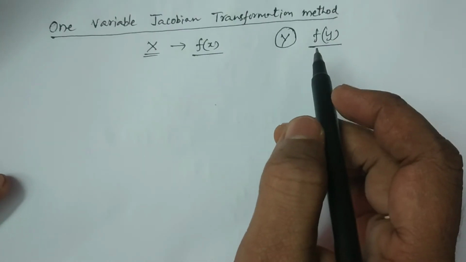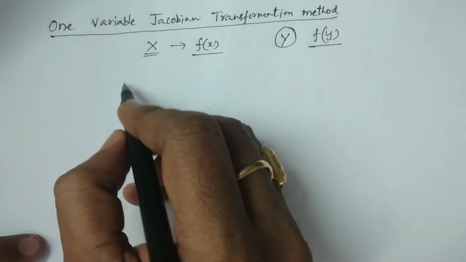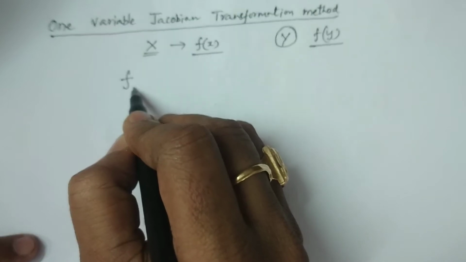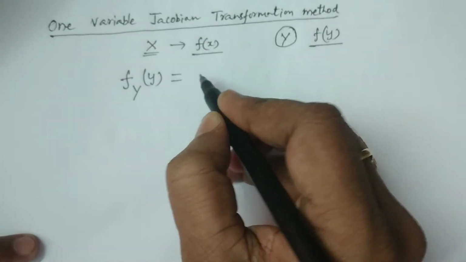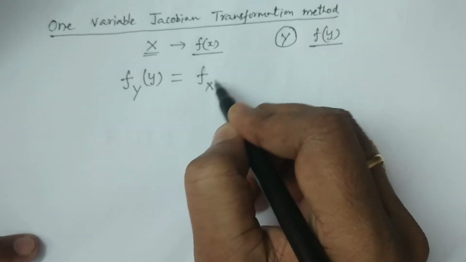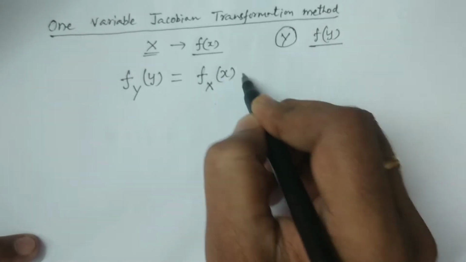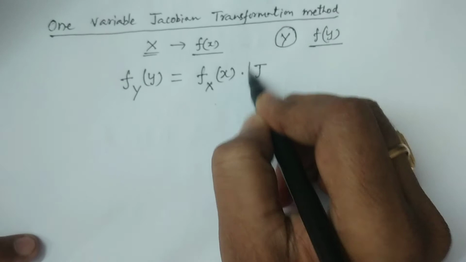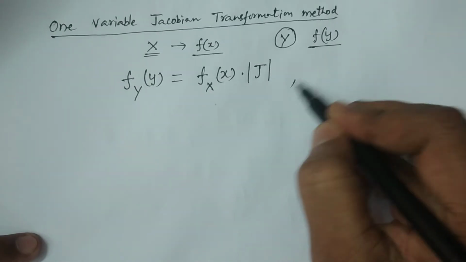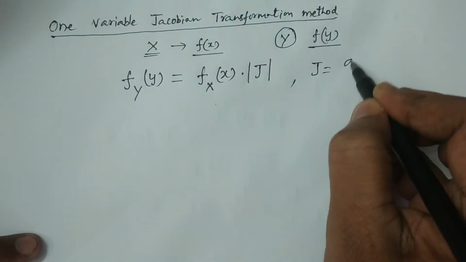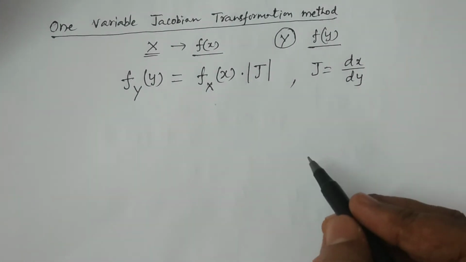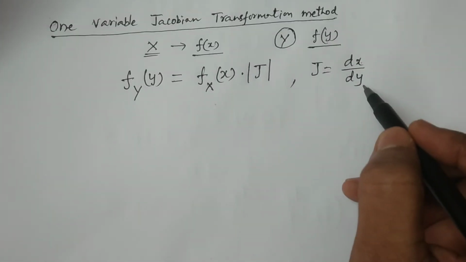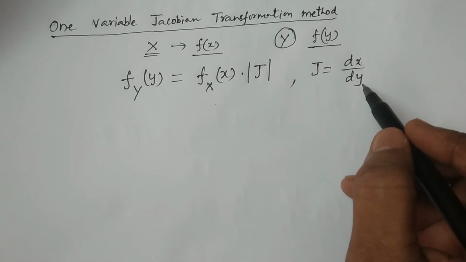Then what is the formula? The formula is very simple. You have to write fy of y. It is calculated with the help of fx of x multiplied by the modulus of the Jacobian. What is the Jacobian? You have to differentiate the known variable with respect to the unknown variable.